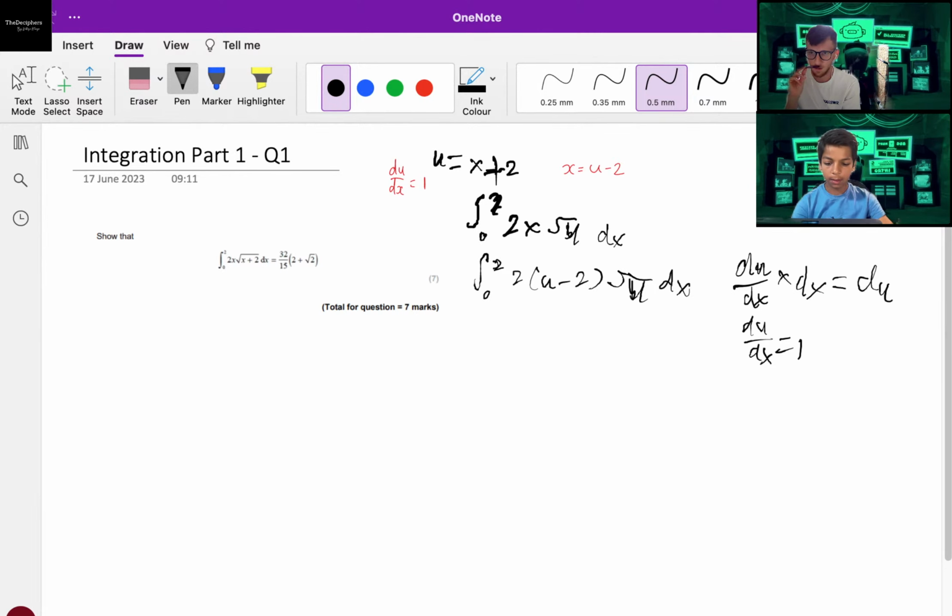Yeah, so then I think we need to change the limits to 2 to 4. Brilliant, yeah, fantastic. The limits are values of x, yep. 2 and 0, they're values of x, not values of u. Because we've changed the variable to u, we need to make sure that our limits change, as we want to integrate with respect to u. And u is 2 more than x, it's x plus 2. So when x is 2, u is 4. When x is 0, u is 2. Yep, so then it's from 2 to 4.